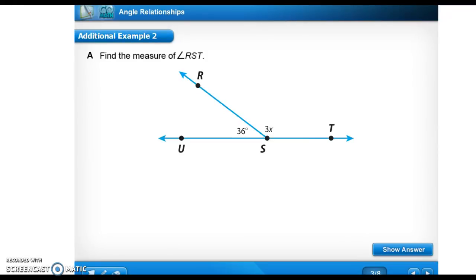Okay, let's do another problem like this. See if you can set up an algebra equation to solve for x and then find the measure of angle RST. Hit pause and then hit continue when you're ready.